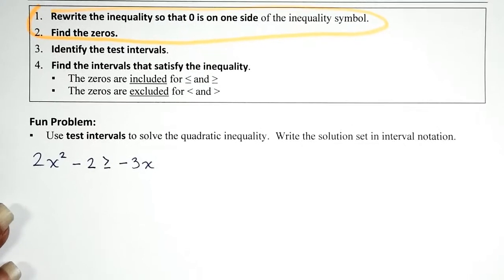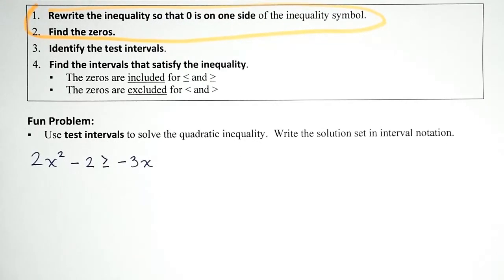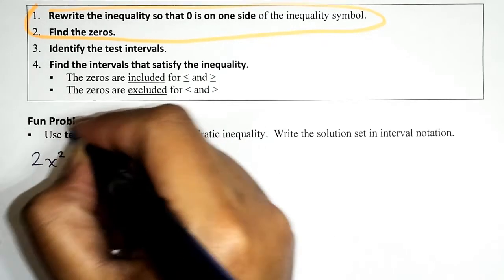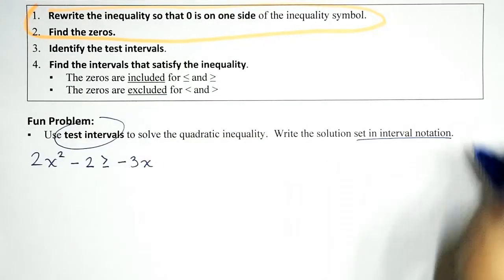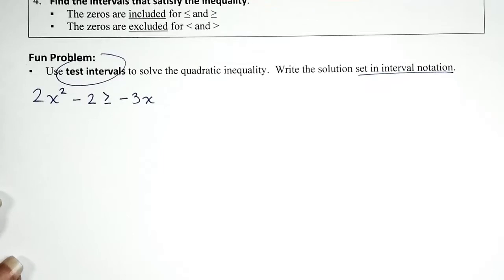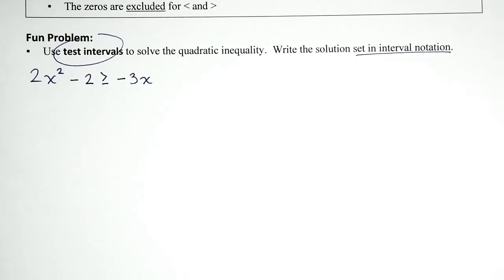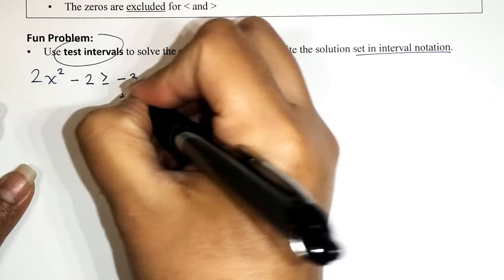Remember, we are not given the liberty to solve this degree 2 inequality, or quadratic inequality, however we like. We have to use test intervals to answer, and we are asked to write our answer in interval notation. So the first step is to find the zeros. If you want to find the zeros, you have to do the equivalent of setting it equal to 0. So let's go ahead, add 3x to both sides.